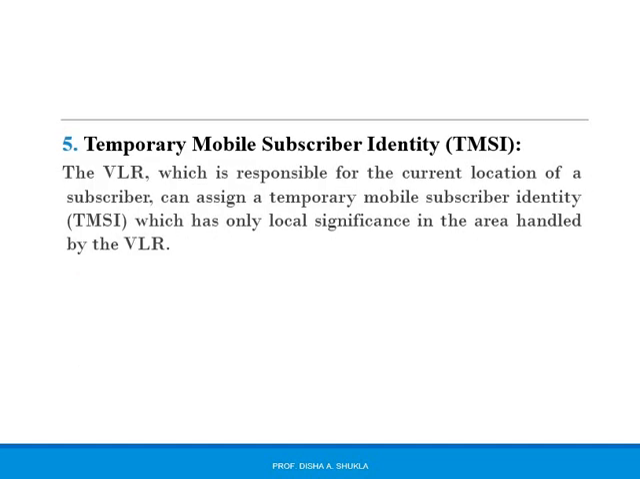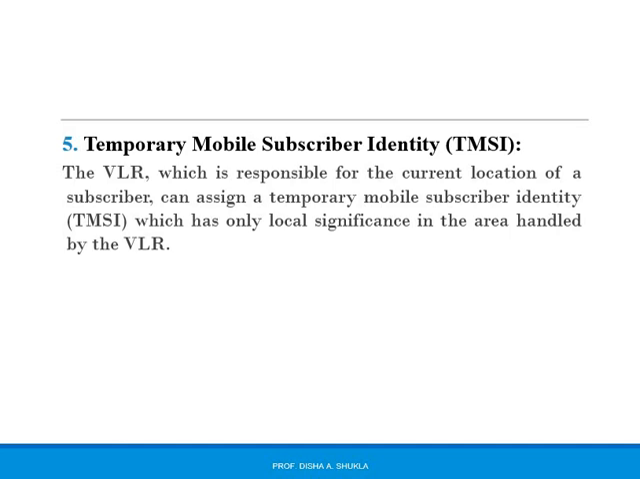The fifth type is the temporary mobile subscriber identity, the TMSI. The VLR, which is responsible for the current location of a subscriber, assigns a temporary mobile subscriber identity, the TMSI. It has only local significance in the area handled by the VLR. Only in that particular area handled by the VLR will the TMSI be valid.